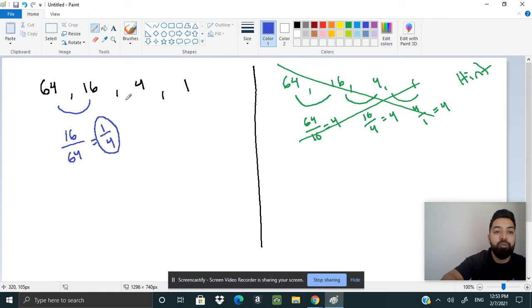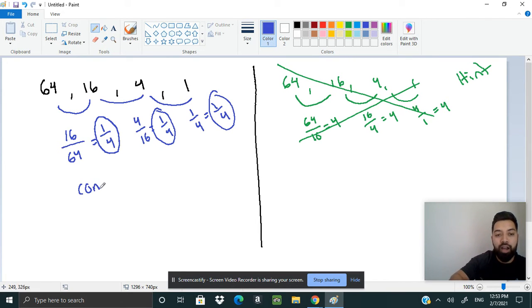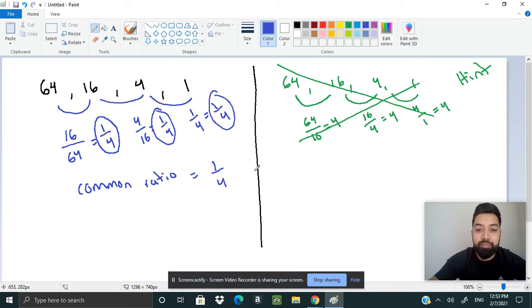And so now we're going to do 4 and 16. That would be 4 divided by 16. This is also 1/4. We can't reduce that one anymore, so just 1/4. So this right here is your common multiplier. Sorry, that's not what they call it here. They call it a common ratio, which is basically the same thing. But in this case, it's a fraction, so ratio fits it better. Okay, anyways, we got 1/4. That's our common ratio. We're going to use that to calculate the next one.